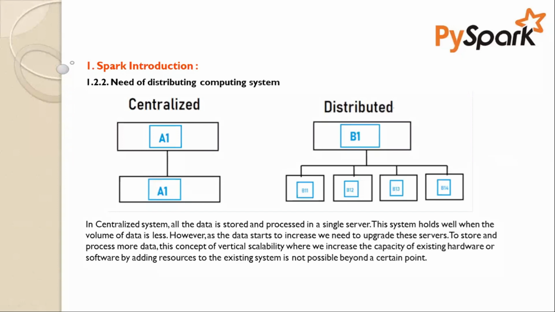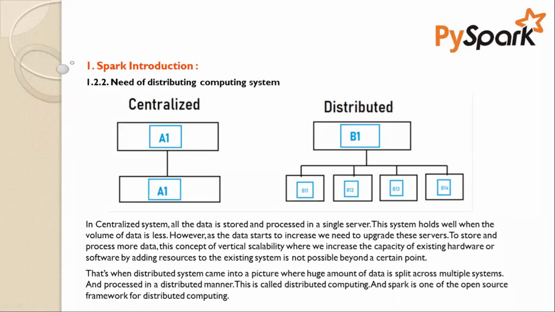In a centralized system, all the data is stored and processed on a single server. This system holds well when the volume of data is small. However, as the data starts to increase, we need to upgrade these servers to store and process more data. This concept of vertical scalability, where we increase the capacity of existing hardware or software by adding resources to the existing system, is not possible beyond a certain point. We can keep adding, but once we reach some level, it is very difficult to add a few more nodes in a vertical system.